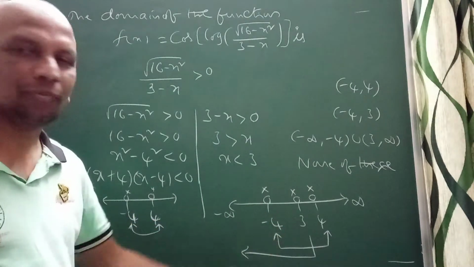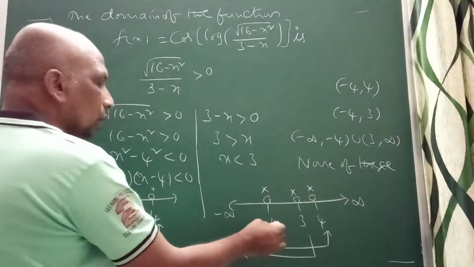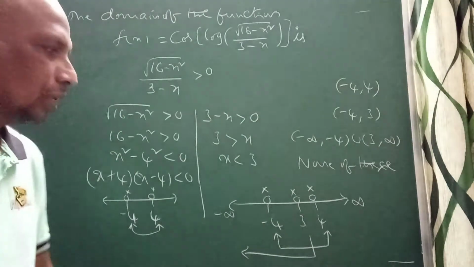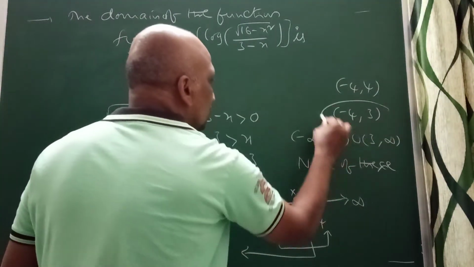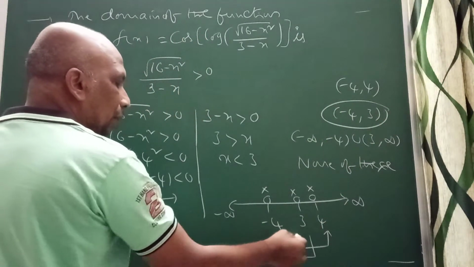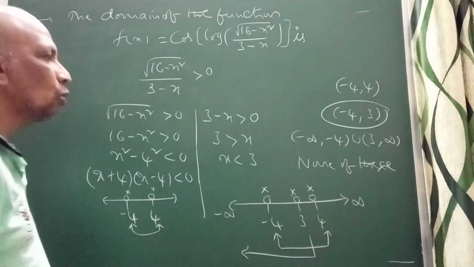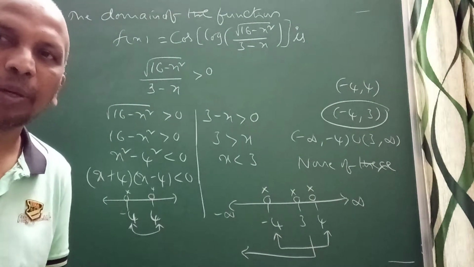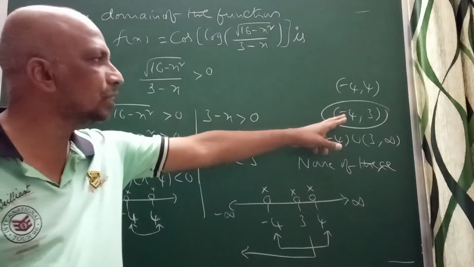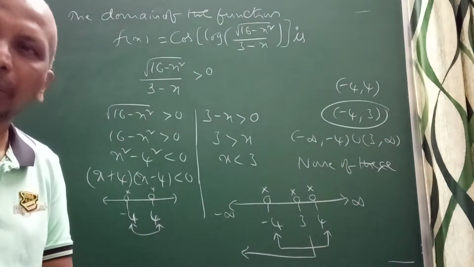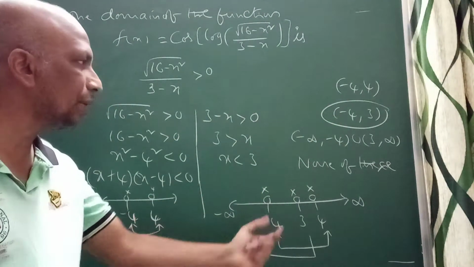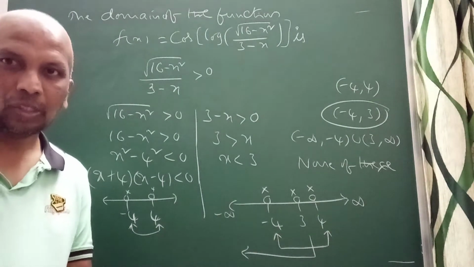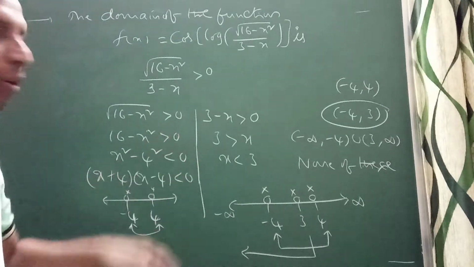Now what is the common part that satisfies both? The only common part is the open interval minus 4 comma 3. So this is our answer, right? You can see the common part is minus 4 comma 3, open interval. So that way you can decide your answer is minus 4 comma 3. In this way you can complete this problem.